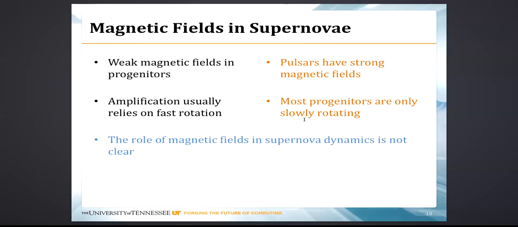Another thing that we are not sure about is the magnetic field in supernovae. As we know, most stars have magnetic fields, but as I mentioned earlier, the remnant of a supernova is a neutron star, and a spinning neutron star is basically a pulsar. The progenitor of a supernova usually has weak magnetic fields, right? But pulsars that we observe in nature have very strong magnetic fields, and amplification of magnetic field usually relies on fast rotation. But from our observations, most progenitor stars of supernovae are only rotating slowly. So the role of magnetic field in supernova dynamics is not clear.